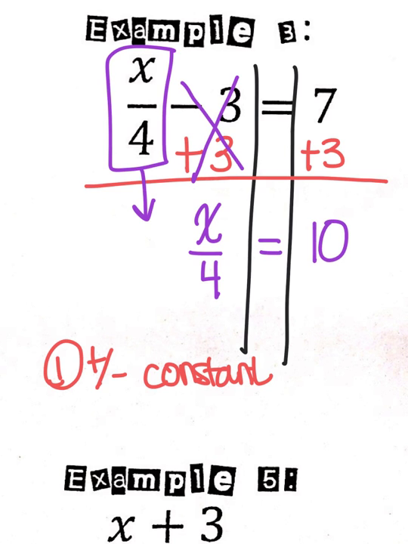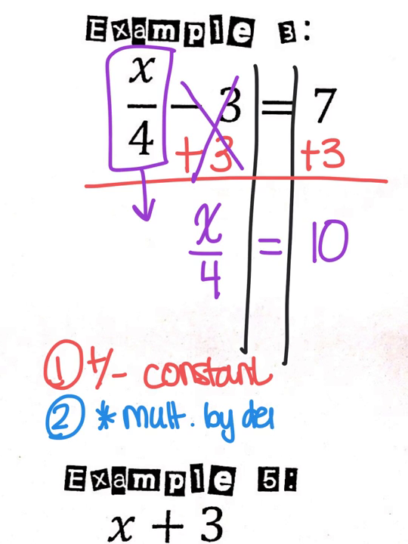Okay? Now, the step that changes is our second step. And that is, our second step is to, I'm going to put a little asterisk here. That little star means multiplication. We're going to multiply both sides by the denominator. The denominator is the bottom part of our fraction. So in this case, our denominator is 4. So we're going to multiply the right side and the left side by 4.